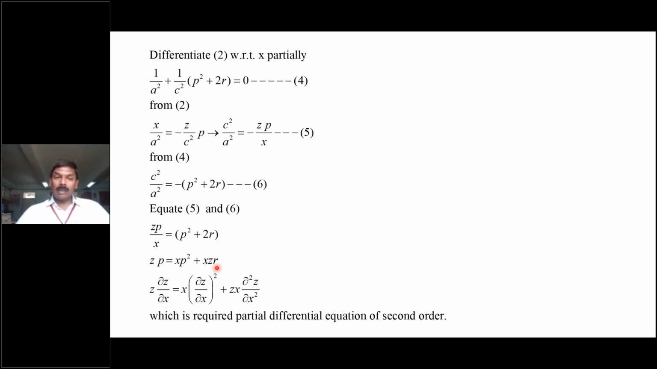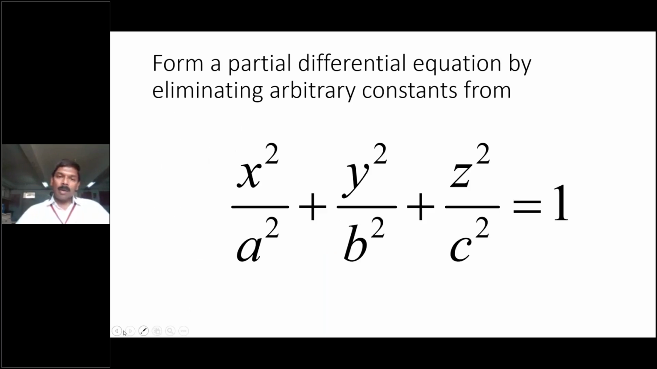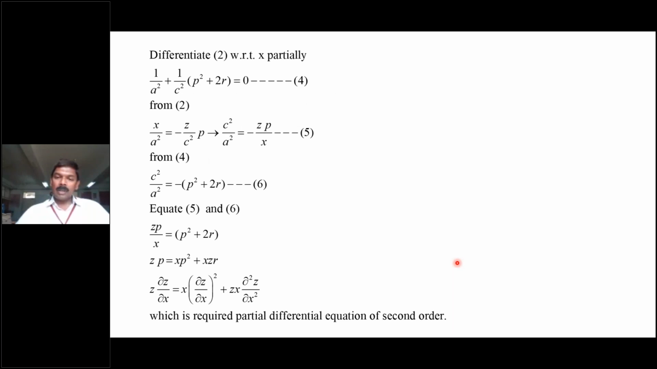And if you notice, there is a second order derivative, dou square z by dou x square. And so that's why this required equation is of second order. So by eliminating three constants in the problem, a, b and c, we obtain a partial differential equation of second order.